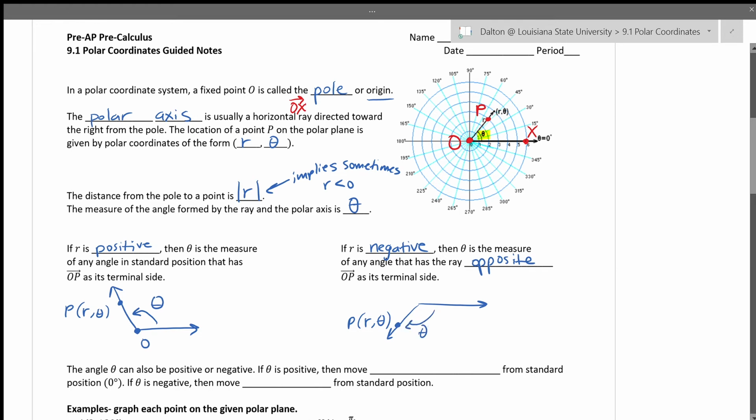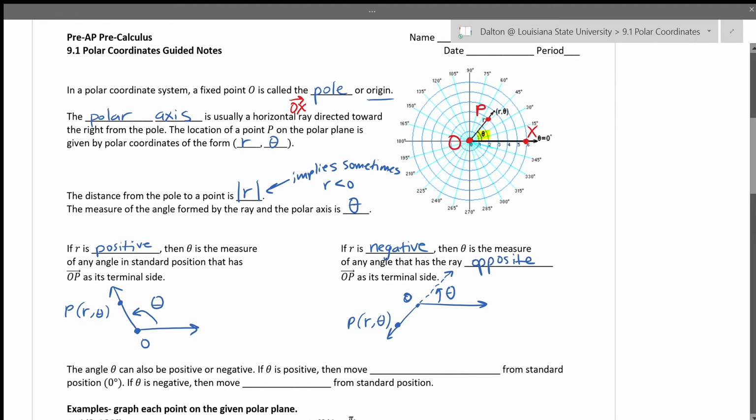Okay, theta is going to be the angle that is opposite of the ray. So the ray where P is, and again, this is our pole O, opposite means you're going to go directly through the origin to the other side to make a straight line, and then this part here is theta. That's where it opens up.